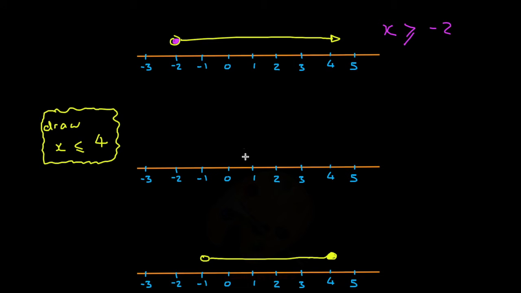In this case, we're asked to draw the inequality x is less than or equal to 4. So again, we need to remember that because it's less than or equal to, we need to have a filled in circle, and obviously at the point 4. So let's do that. Circle, fill it in, and then we need to draw a line pointing to everything less than 4. And that's it, that's our inequality drawn.